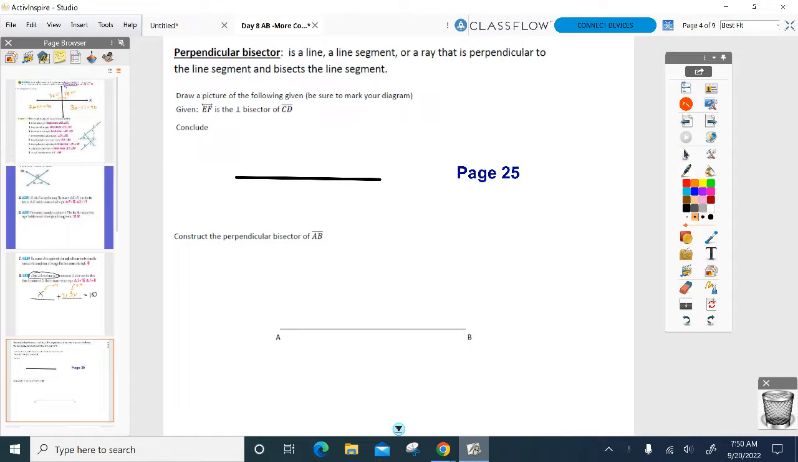Another new vocabulary term: perpendicular bisector. If you separate it, we've talked about both of those words. So let's start here first. Tell me something about that term, perpendicular. What's coming to your mind?